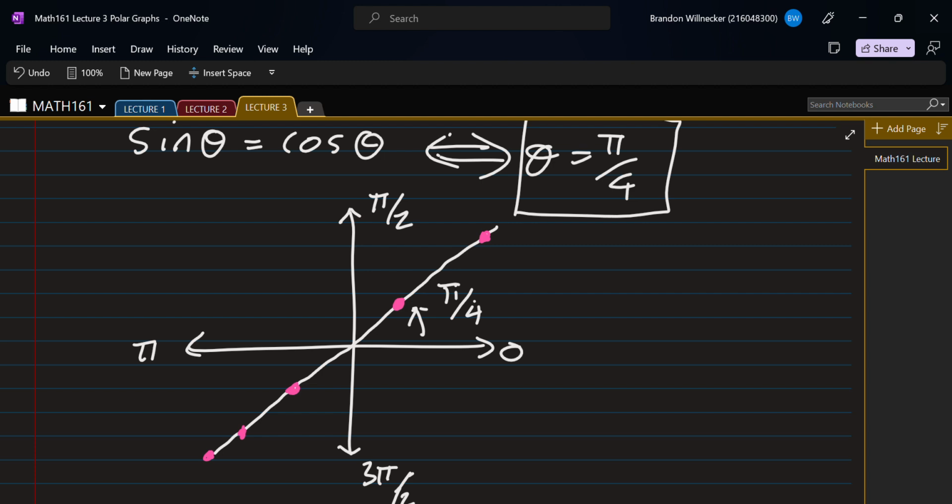So in polar form, if we have a straight line through the origin, we only need to specify the angle. Okay, we don't need to say what the radius is, because all of these different radii here that lie along the line, they all have the same angle. Okay, so we'll just make a note of that.